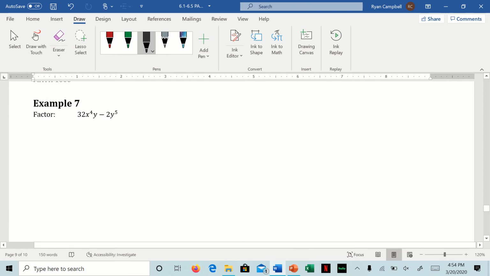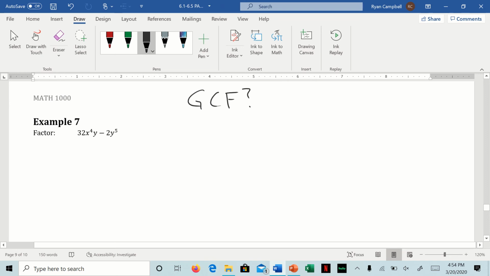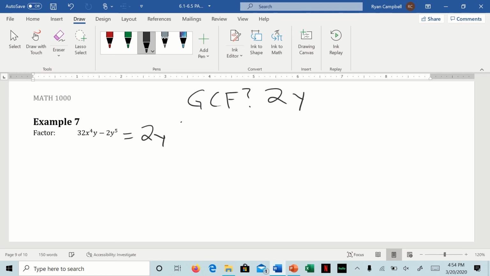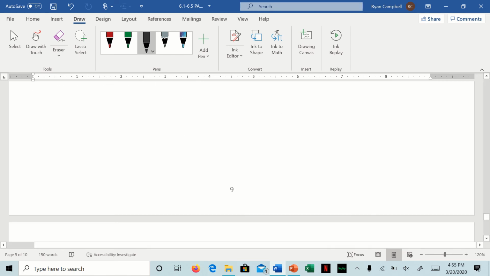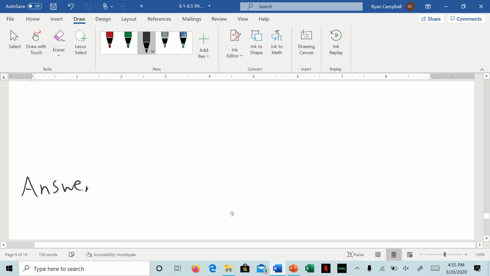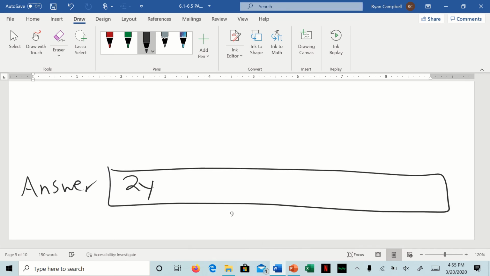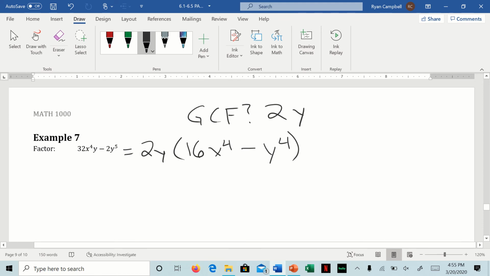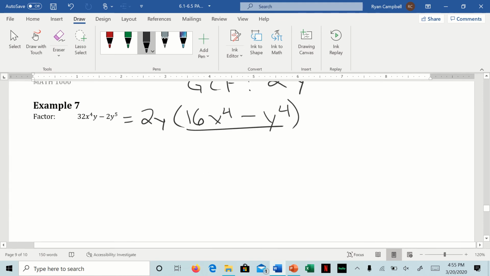All right, number 7. Like always, greatest common factor. Definitely. So we can see there's a 2 in common with both of the numbers. The x's aren't both places, but we do see that there's y's in both places. So if we take out a 2y, what are we left with? So 16x to the 4th minus y to the 4th. So we already got that 2y, so make sure to put that 2y down on the answer. Then we get the 16x to the 4th, y to the 4th.